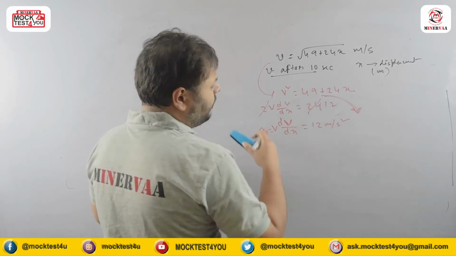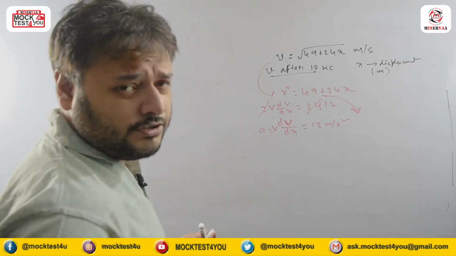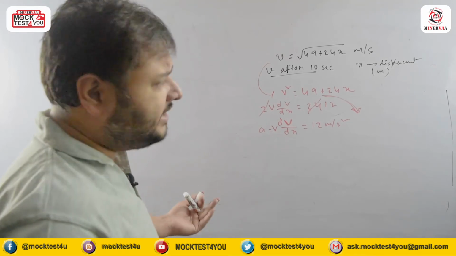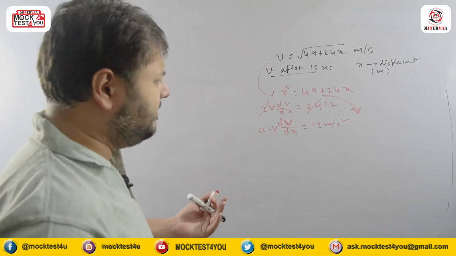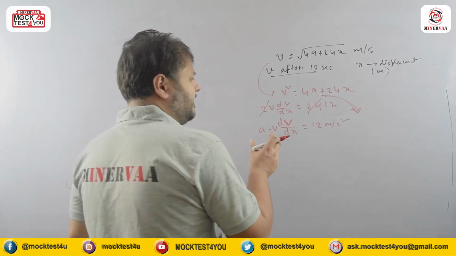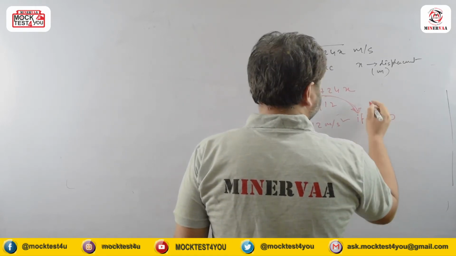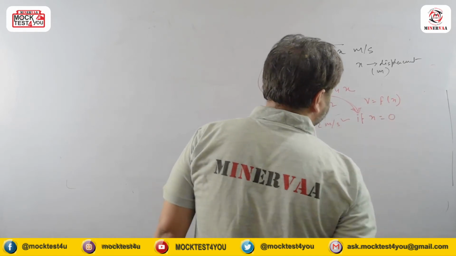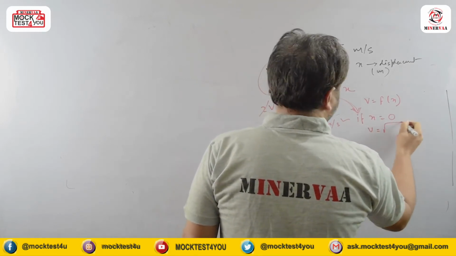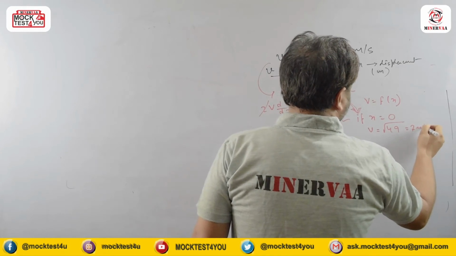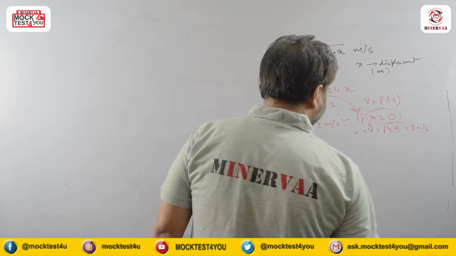See here, if I go for normal differentiation and the chain rule, when velocity is a function of displacement, finding the initial velocity is not that difficult. We got the acceleration, and if we put the initial displacement as 0, because velocity is a function of displacement, then velocity becomes root over 49, that is 7 meter per second. When x equals 0, you know what v is? That is u, the initial velocity.